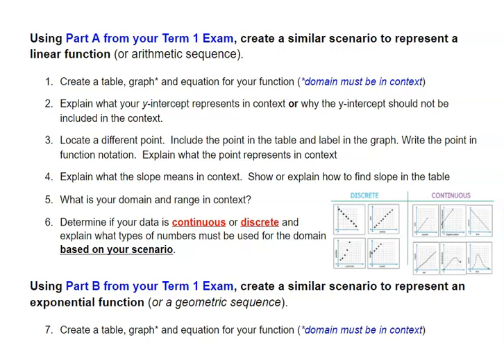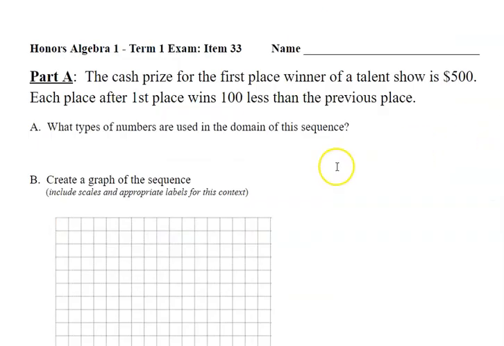For your creative project this week, you're going to use item 33 from your term exam. There were several versions of this problem, but they all have the same context. There was a prize for first place at a talent show, and then each place after got 100 less or something like that from the previous place. So you should create a scenario that is similar to this one.